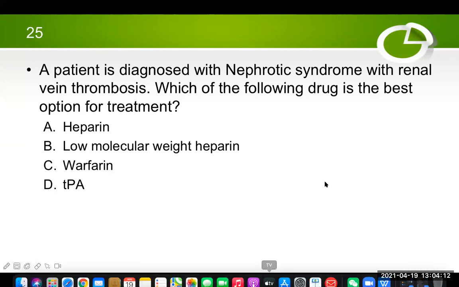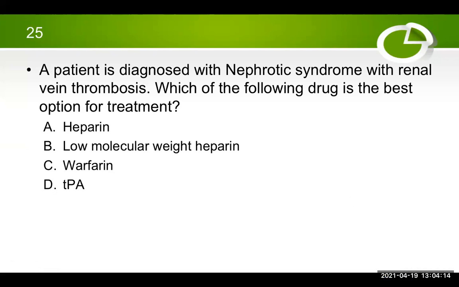Let's move on. A patient is diagnosed with nephrotic syndrome with renal vein thrombosis. Which of the following drugs is the best option for the treatment of this renal vein thrombosis from the list? Is it heparin? Is it low molecular weight heparin? Is it warfarin? Or is it tissue plasminogen activator? Warfarin. Option C, warfarin.